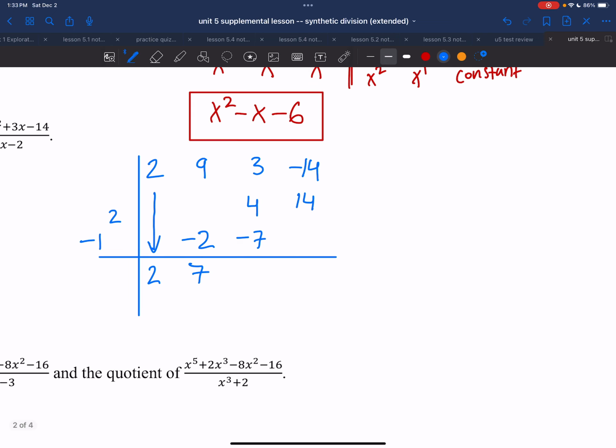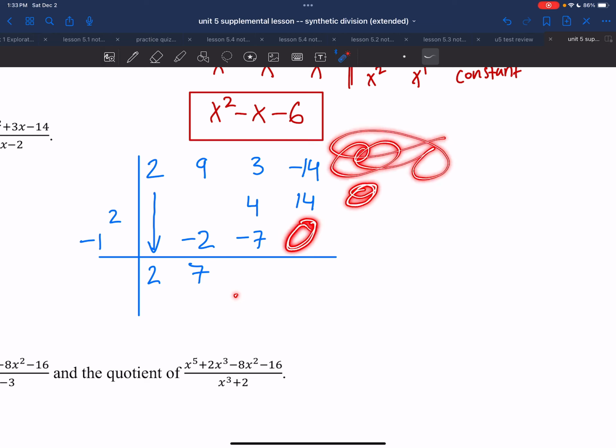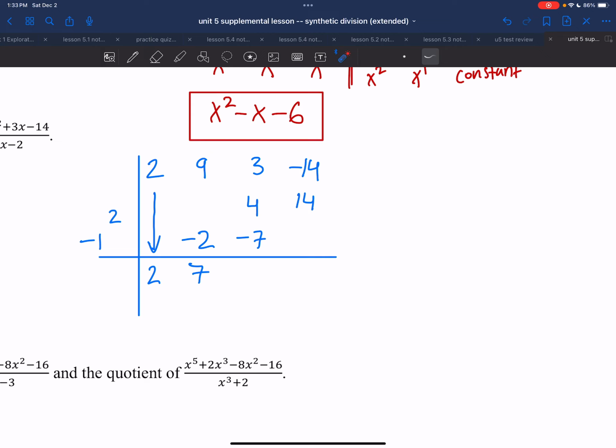Now notice, if I add this again, I get something here, whatever this number is. If I repeat it, I'm going to bleed into nothing. There's nothing out here. So I'm done. I just add now. 3 plus 4 is 7. 7 minus 7 is 0. Negative 14 plus 14 is 0.